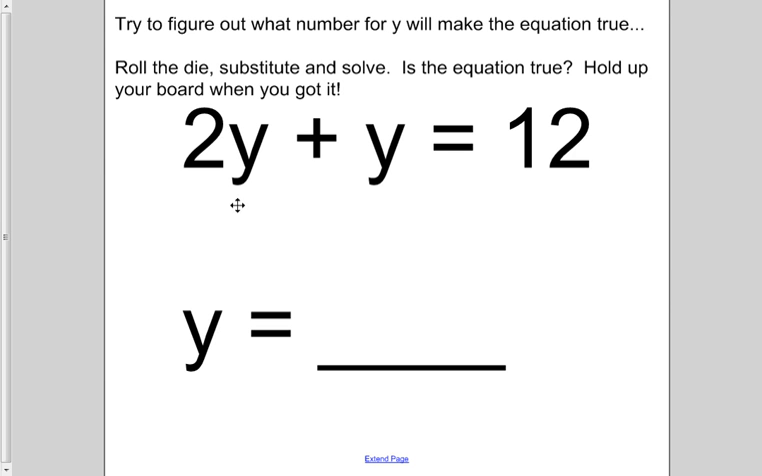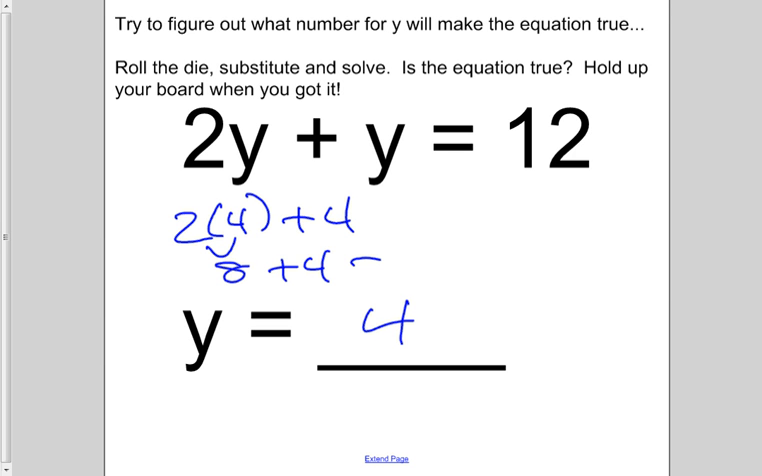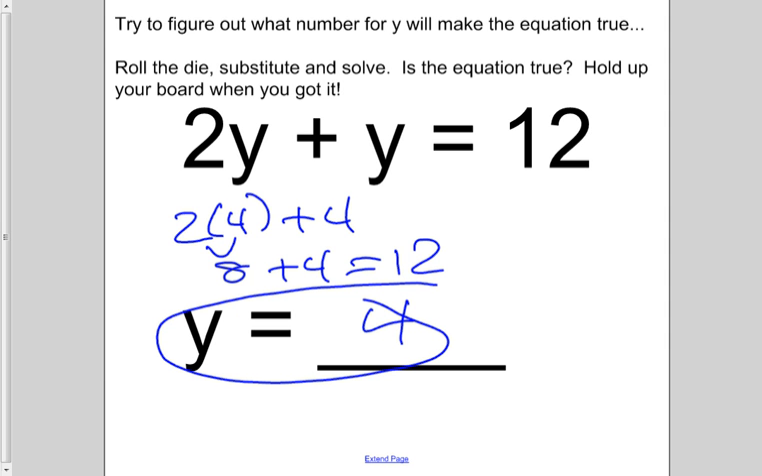I'm going to try 4. How about if y is 4? So I'll rewrite the problem. 2 times 4 plus 4. 2 times 4 is 8, and 8 plus 4, sure enough, does equal 12. So this would be my answer. In this problem, y is going to be equal to 4.